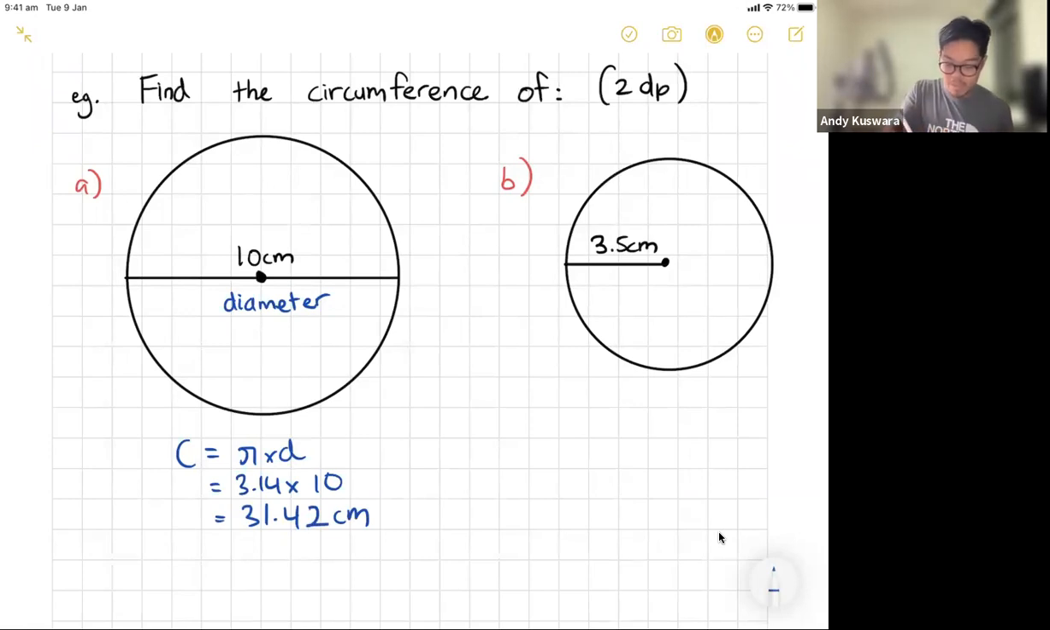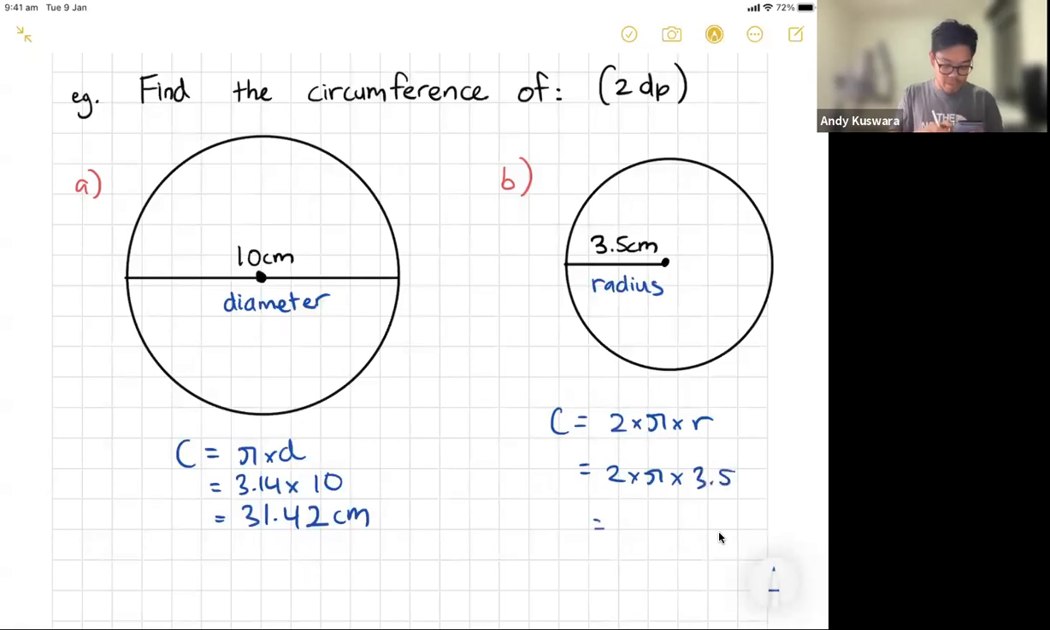Okay, for this one here, we've actually got a radius. So that means the formula we're going to use is 2 times pi times r, which stands for radius. All right, so here we're going to get 2 times pi times 3.5. And if you put that in your calculator, you should get, hopefully, 21.99 centimeters.